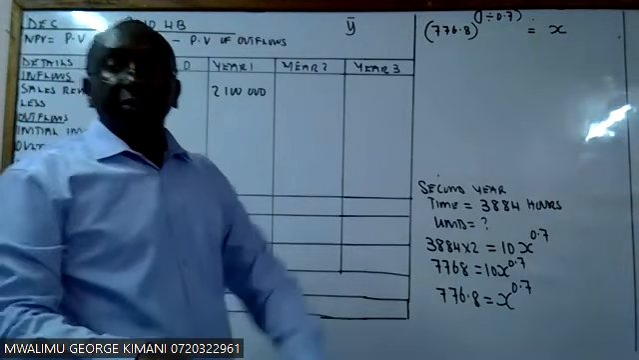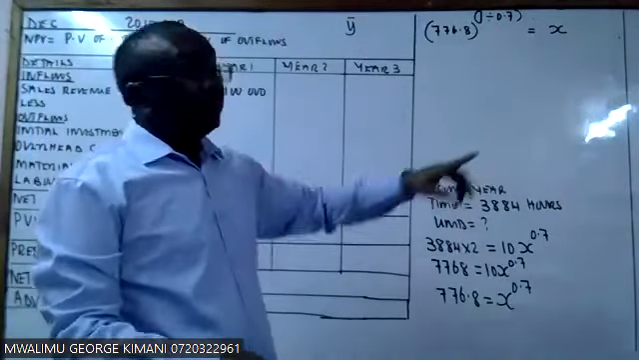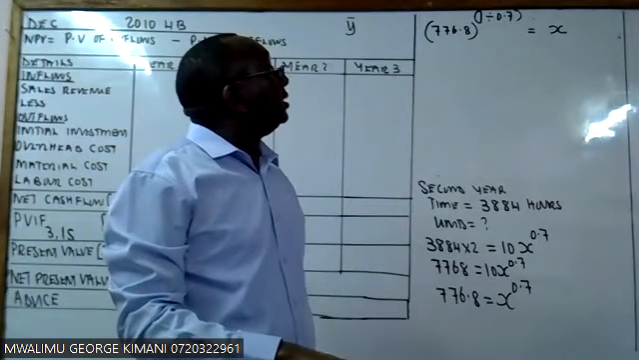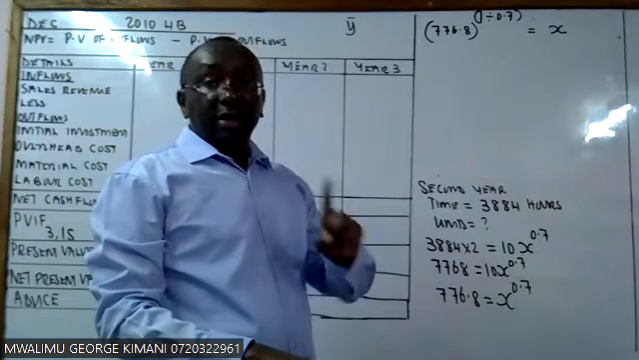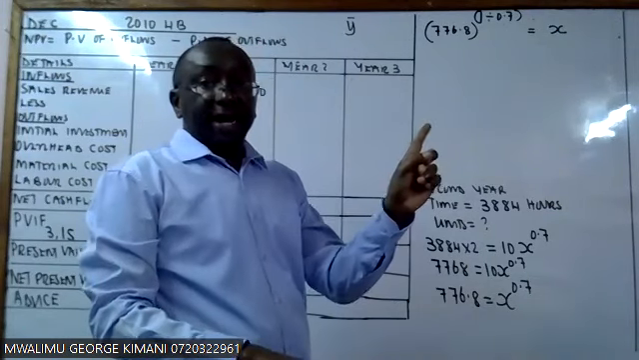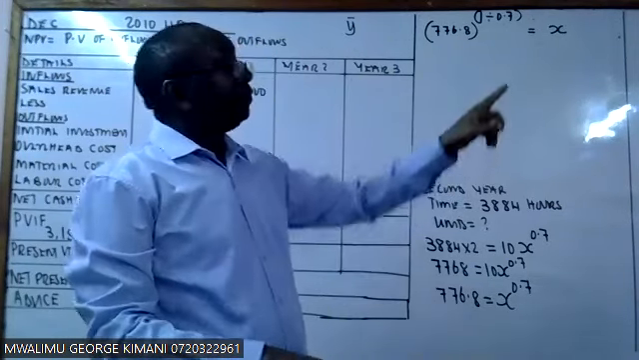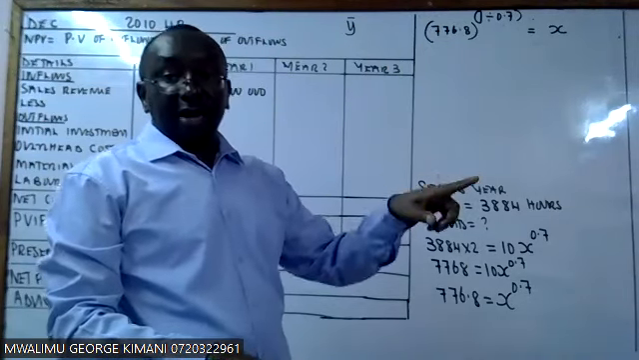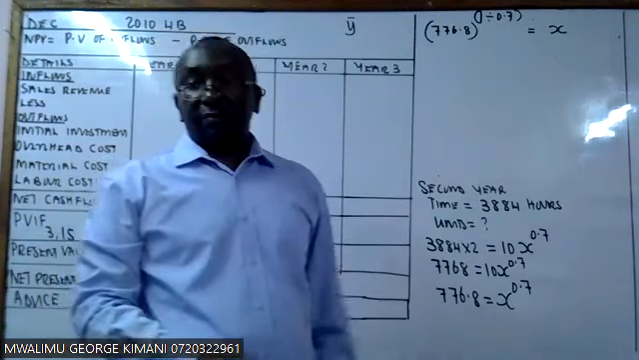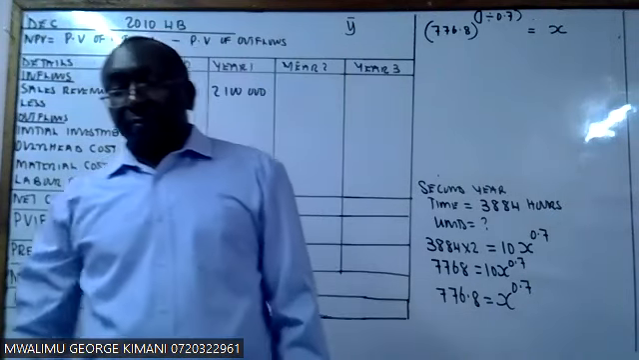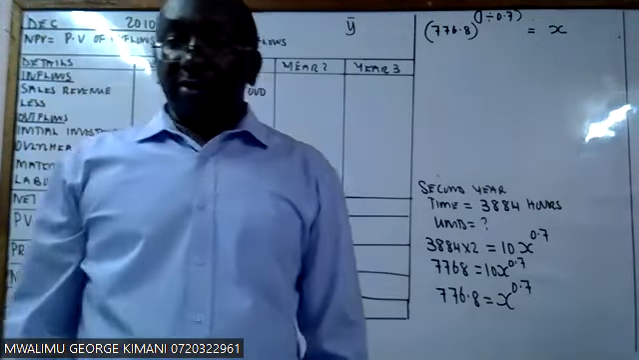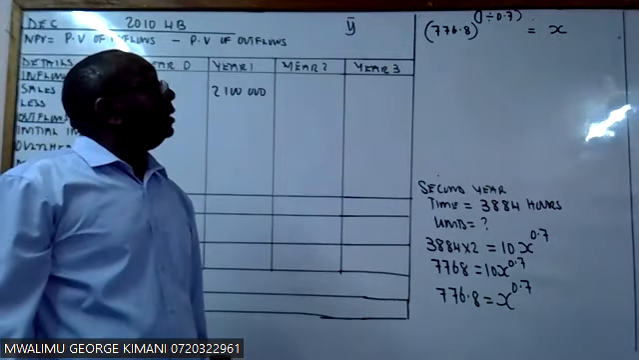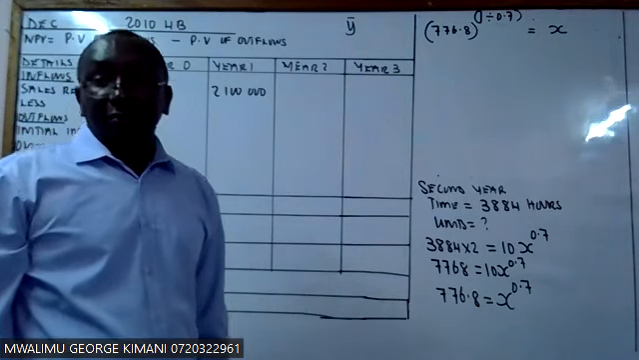So this is what you shall do in your calc to get the correct answer. You press 776.8, then you raise, open the brackets, you say 1 divided by 0.7, close the bracket, then you say equals. If you don't open the brackets, you get a wrong answer. So do that and tell me what would be the figure.